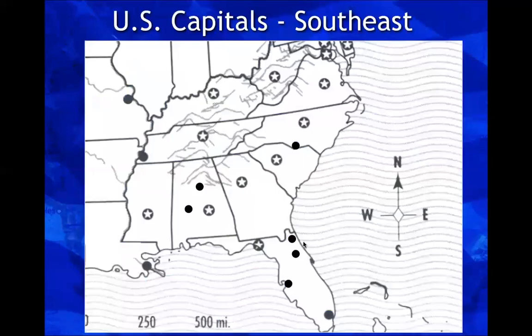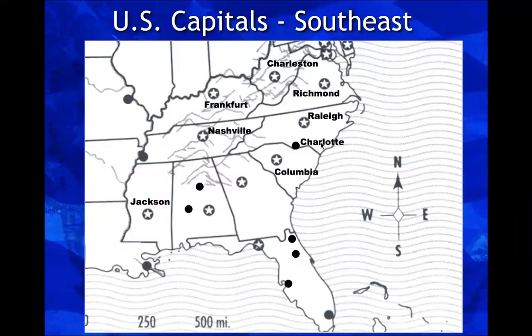And we're going to zoom in on the southeast here. Jackson is the capital of Mississippi. Nashville is the capital of Tennessee. Frankfort is the capital of Kentucky. Charleston is the capital of West Virginia. Richmond is the capital of Virginia, and it was the capital of the Confederacy during the Civil War. Raleigh is the capital of North Carolina. Just ignore this, this is a major city here, but Columbia is the capital of South Carolina.